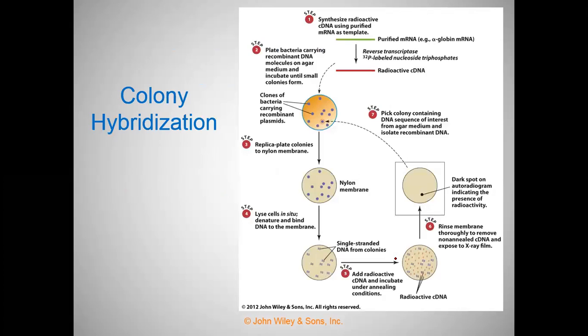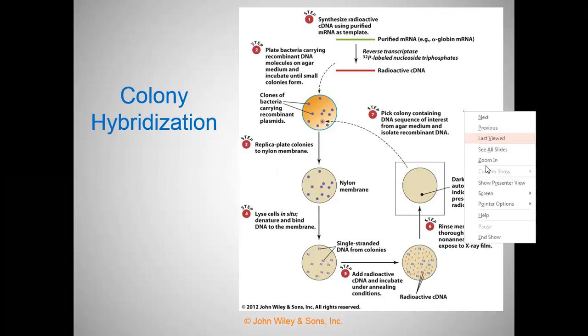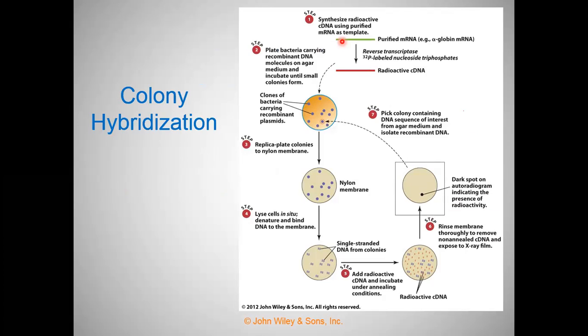Colony hybridization. This procedure is to generate the colony hybridization. This is based on seven steps. In step 1, we synthesize the radioactive cDNA using the purified messenger mRNA as a template.